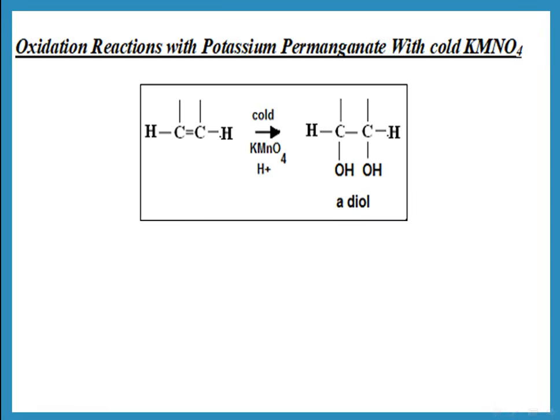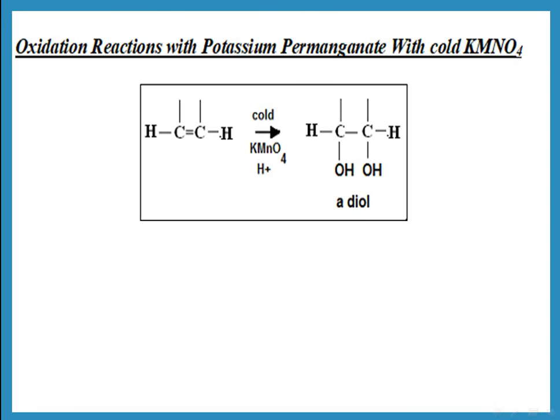Okay. Oxidation reactions with potassium permanganate. You should realize that if I have a double bond and I add cold acidified potassium permanganate, so my reactants here are actually potassium permanganate and sulfuric acid, and this is cold, I'm not heating or anything, the double bond opens up and puts an OH on both carbons that have the double bond.